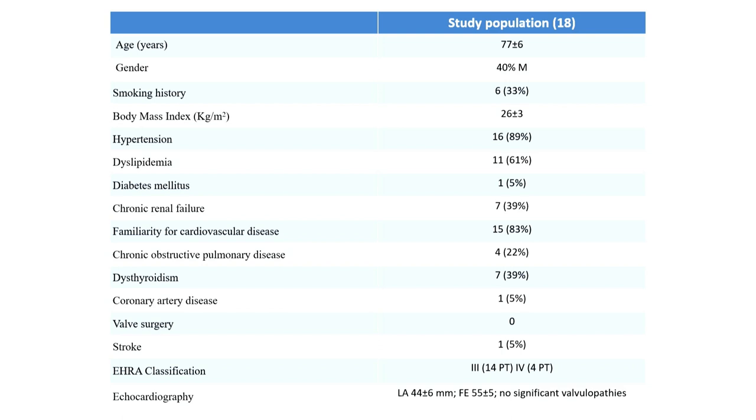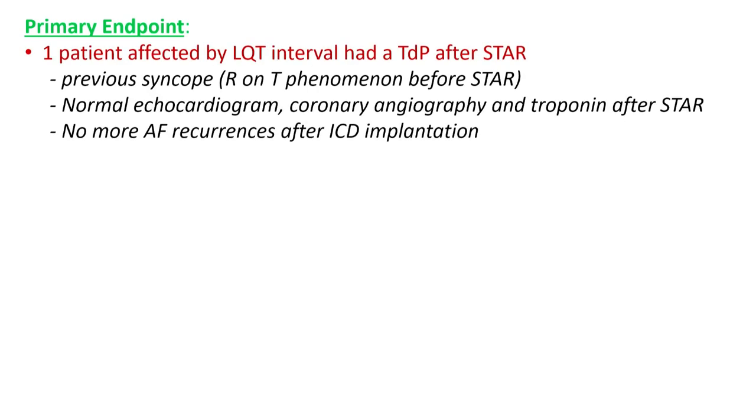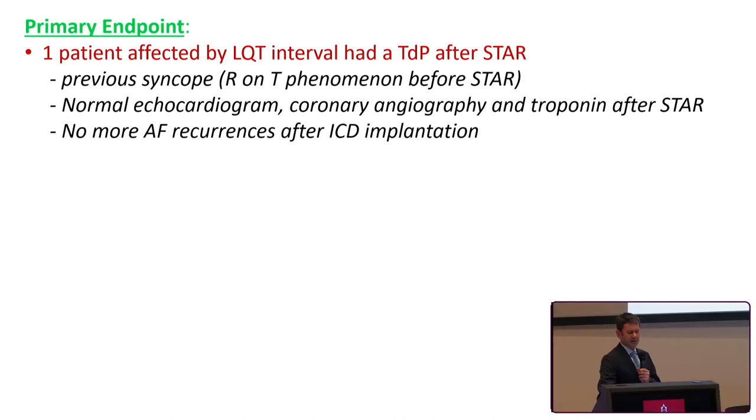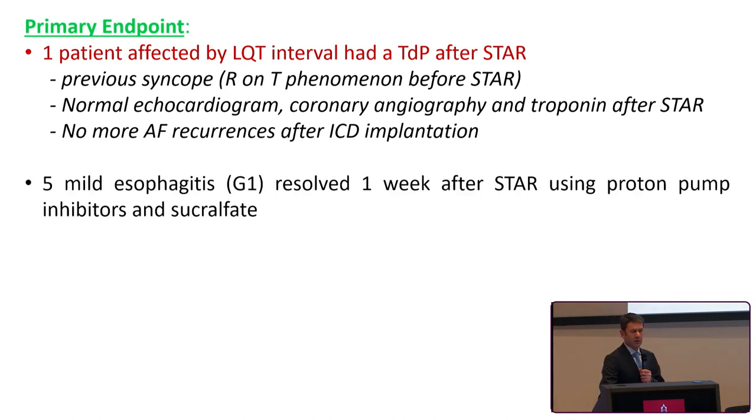Mean age was 77, oldest was 88 years old. These are old patients, almost all had hypertension and other comorbidities. So we have old patients, sick patients, and without drug. One patient had a torsade de pointes after, but we did the coronary angiography, no problem, nothing else, and we implanted the ICD. This patient had no more atrial fibrillation, but had one more polymorphic VT in the follow-up. And before the STAR, he had two syncopes.